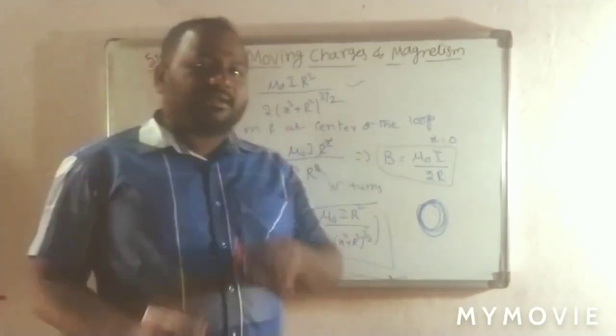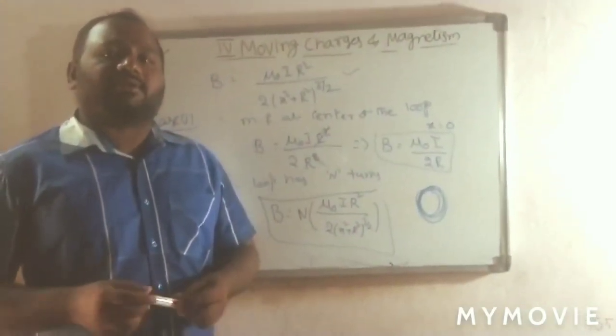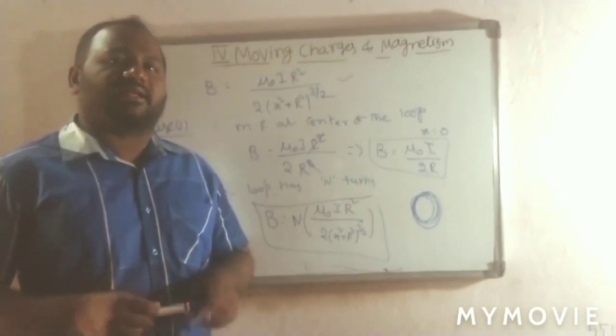In the next session, we will study what Ampere's circuital law is and the magnetic field due to a straight current carrying conductor, solenoid and toroid.